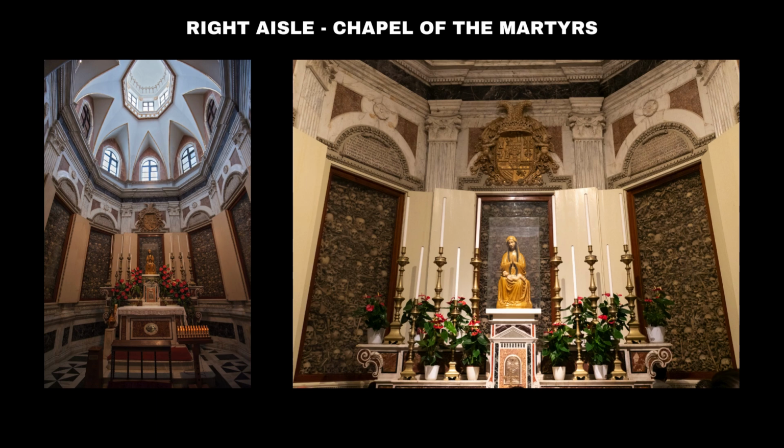The chapel was instituted by Ferdinand of Naples in honor of the martyrs of Otranto, the 800 people who were killed by the Turks for not renouncing their faith. Their bones are arranged inside the chapel.